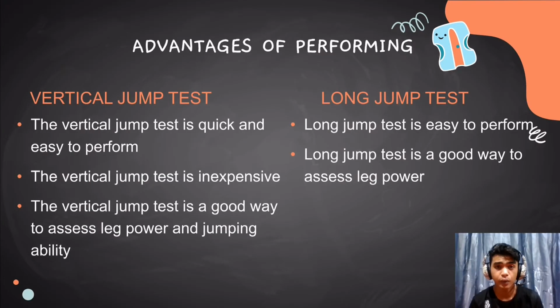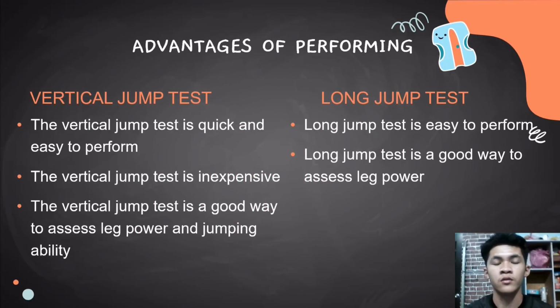In this slide, I will give you the advantages of performing the vertical jump test. There are three advantages. First, the vertical jump test is quick and easy to perform. Second, the vertical jump test is inexpensive. And the last one, number 3, the vertical jump test is a good way to assess leg power and jumping ability. So next slide, we try to explain the advantages and disadvantages of performing the long jump test.